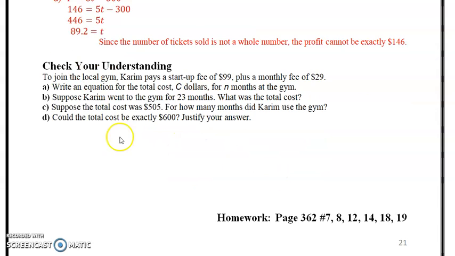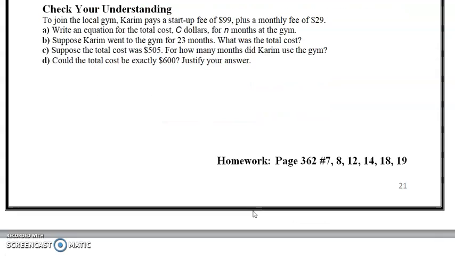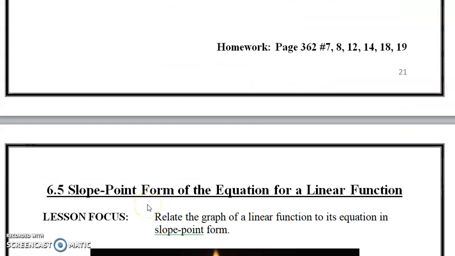So there's a question there. You can try that, check your understanding. The answers will be found online. There's the homework for section 6.4. It's on page 362, numbers 7, 8, 12, 14, 18, 19. Next, we will look at slope-point form of the equation of a linear function in the next video.